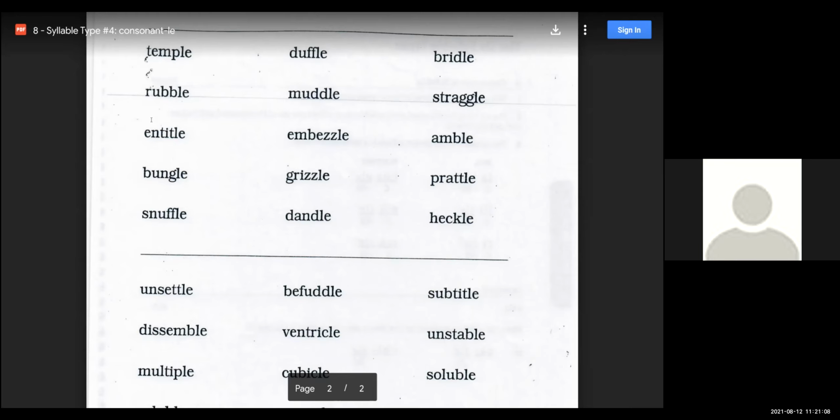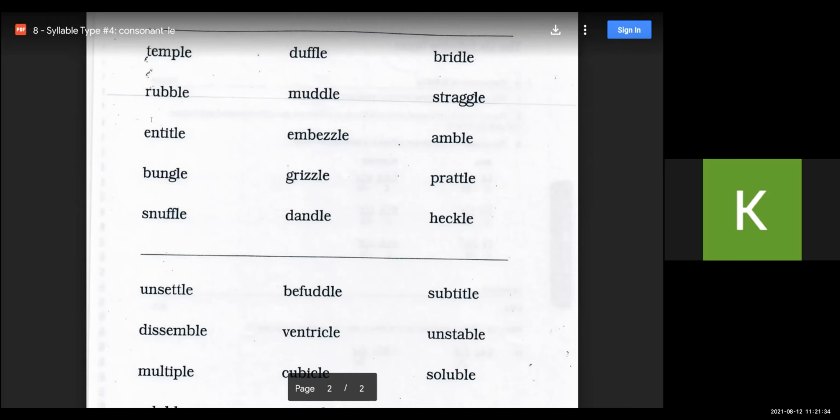Duffle, muddle, embezzle, grizzle, grizzle, dandle. Okay, Arina. Bridle, struggle, amble, brittle, heckle.